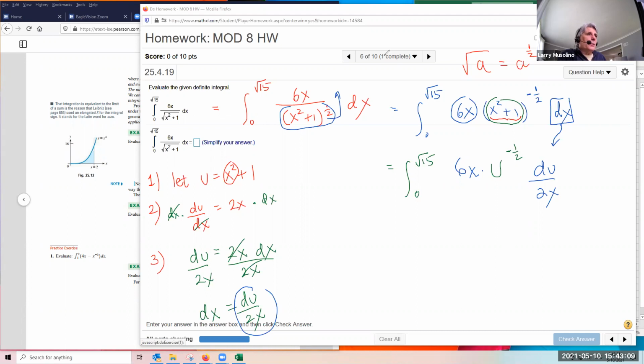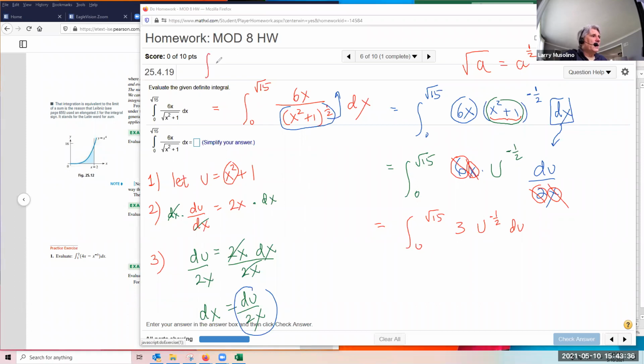All right, well, here's what happens now. I'm noticing this x cancels out with that x. This 6 cancels out with the 2 in the denominator, leaving you 3. So I'm going to have 3 times u to the negative 1/2 du. All right, well, now I can take the integral because now I've got this into a format that I wanted.